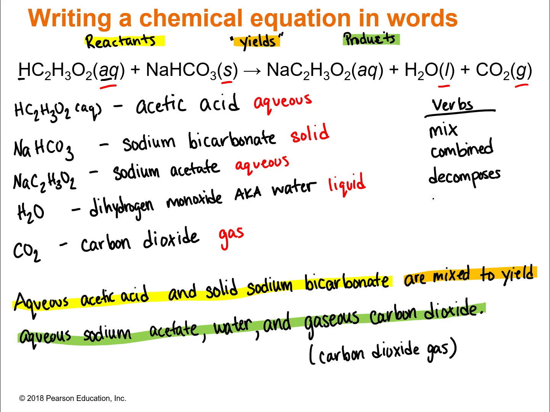You could also say, instead of to yield, to produce. They're the same thing. So it's really up to you. You can be a little bit creative here about your word choice. As long as you're naming all the compounds properly, you're including the states of matter for each compound, you're good to go.